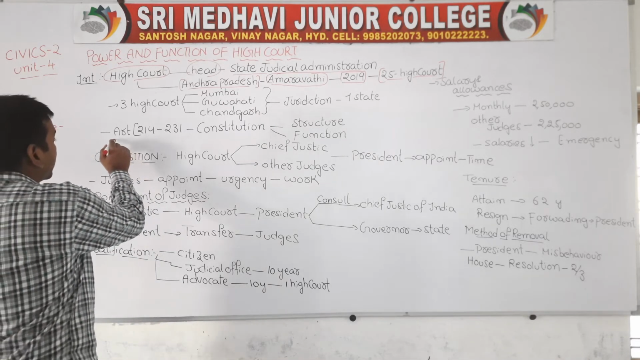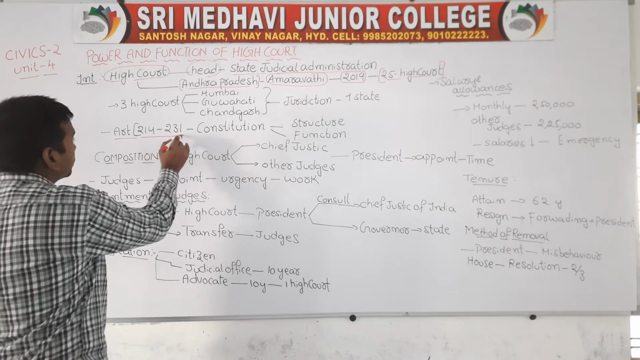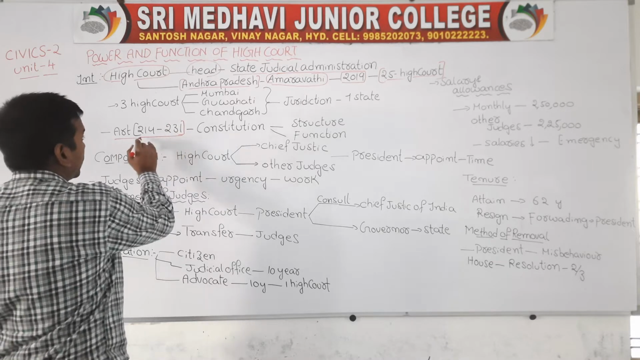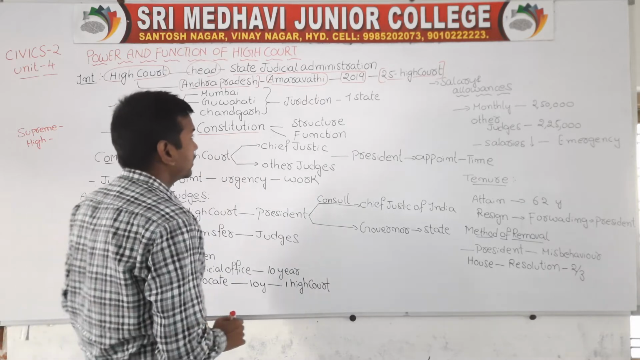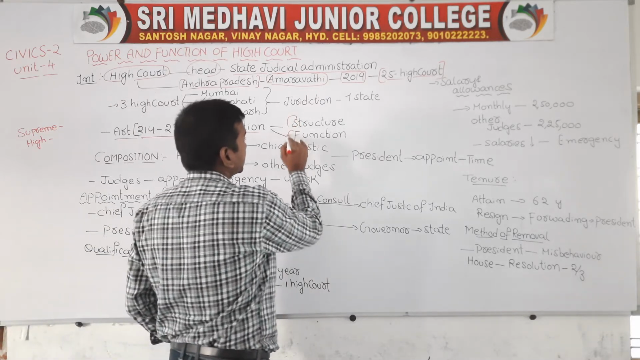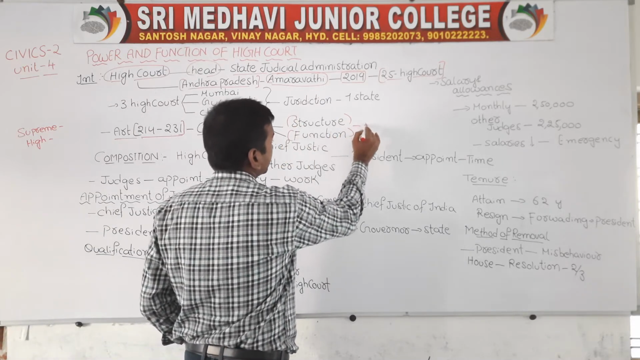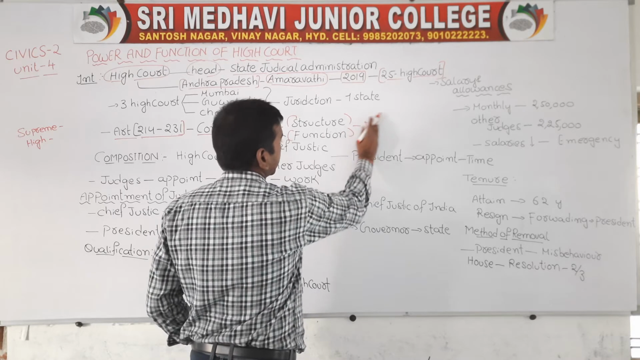Now come to the point, Article 214 to 231 of the Constitution. What is it saying? This is saying about the structure and the functions of High Court. So what are the structure and the functions of High Court?